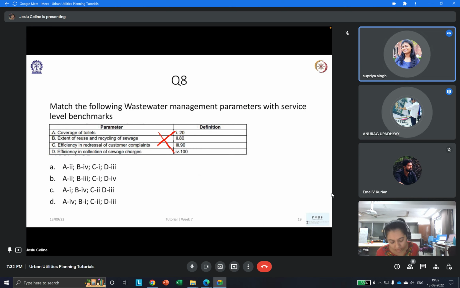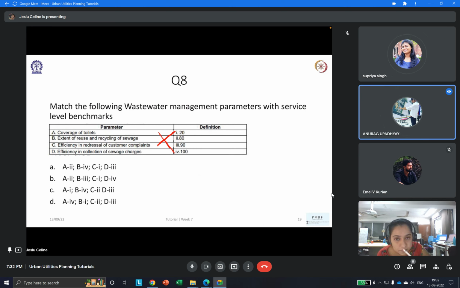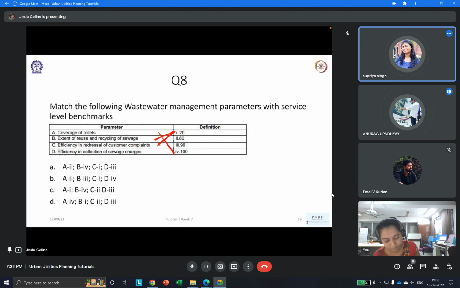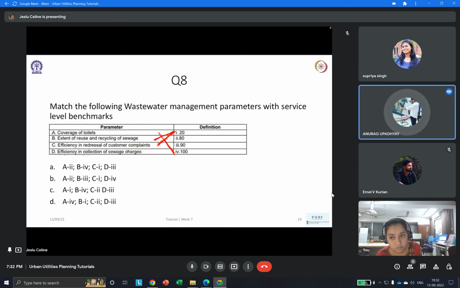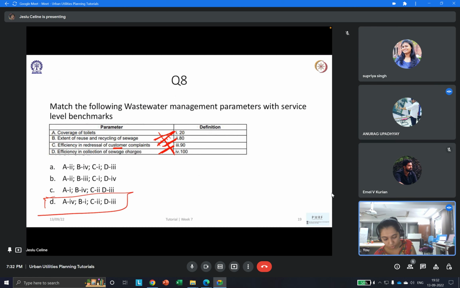Collection will... But wait. Coverage of toilet is 100%, but the extent of reuse and recycling of sewage should be 20%. Exactly. This is wrong. Customer complaint is 80%. What is 80%? The redressal of customer complaints. Efficiency in redressal of customer complaints should be 80%. Fine. And efficiency in collection of sewage charge will be 90%. So basically, option D is what we're talking about.